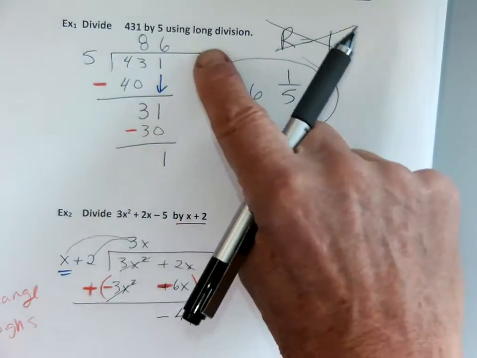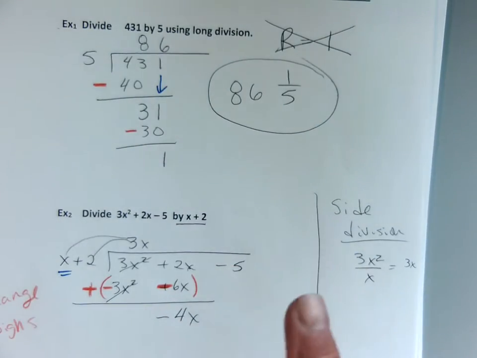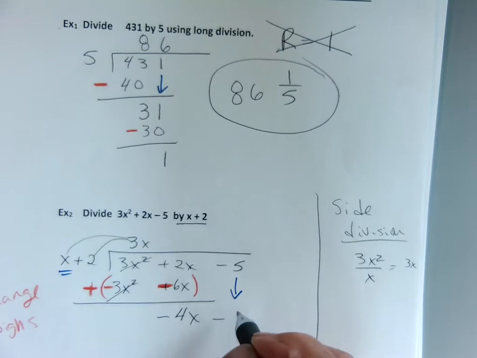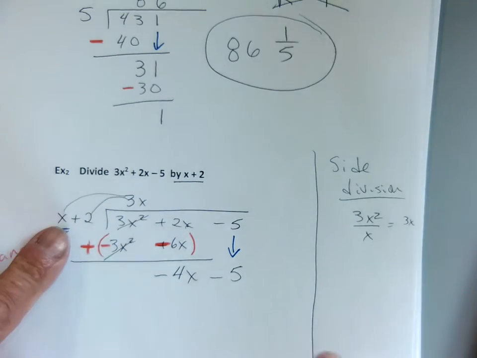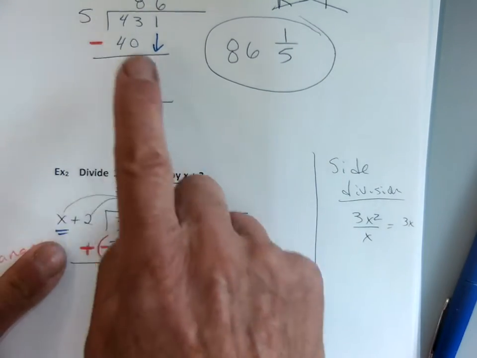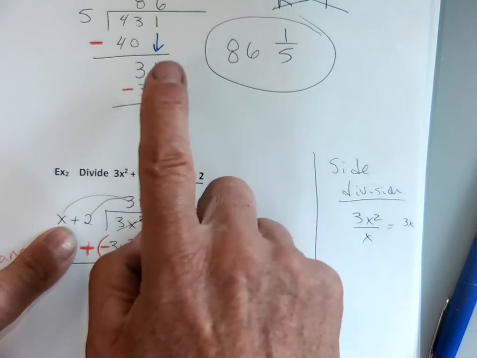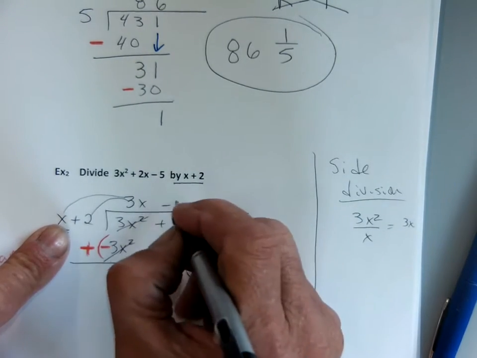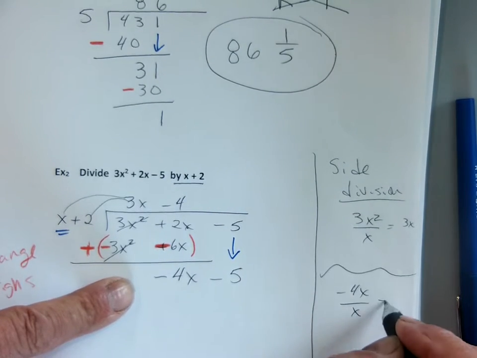All right, so I'm going to bring down the next term just like I did before. I'll bring down the negative 5. And I'll divide again. So then I'll say again x, but this time, just like the 5 went into 31, x goes into negative 4x negative 4 times. And again, if you can't see that, you do a little side division, and hopefully you'll see negative 4, okay?